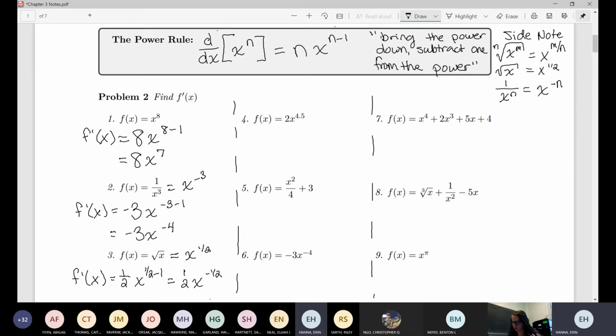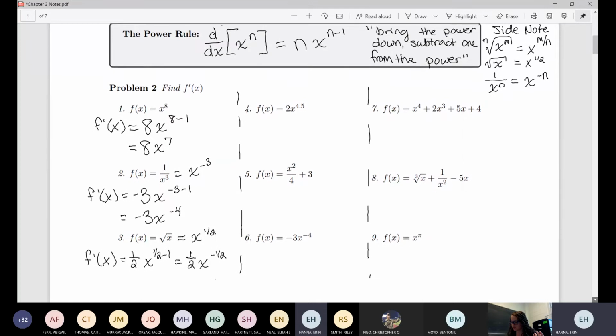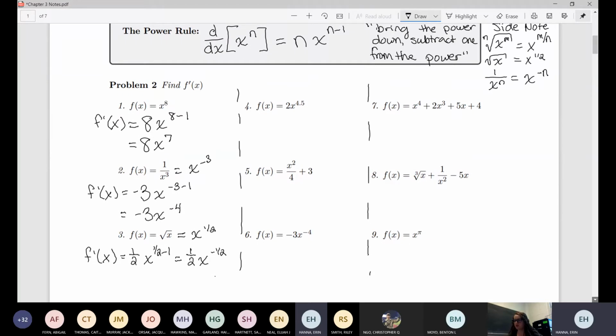I should be careful with that fraction. Scroll down the tiniest bit. That's perfectly acceptable, you can leave it like that. If you would like to change that back to not have a negative exponent, feel free. But you can totally leave it as 1/2 x to the negative 1/2. That's usually how I would leave mine. But whatever floats your boat.